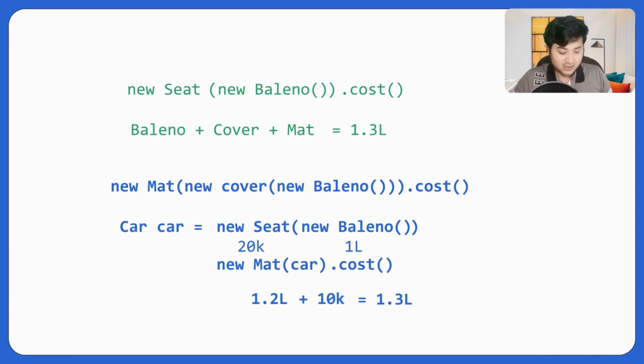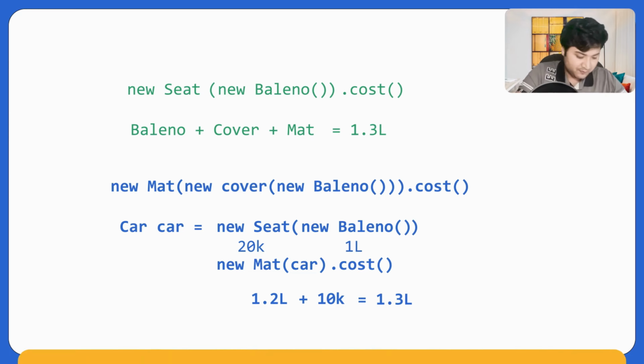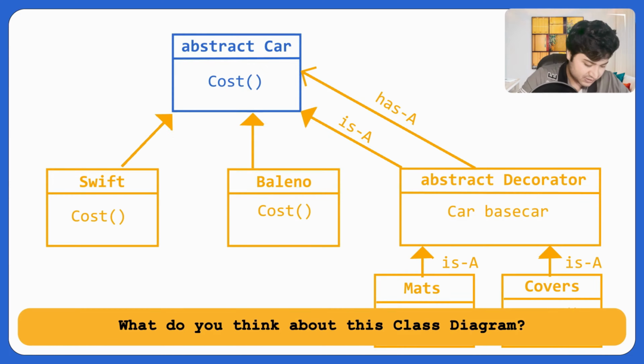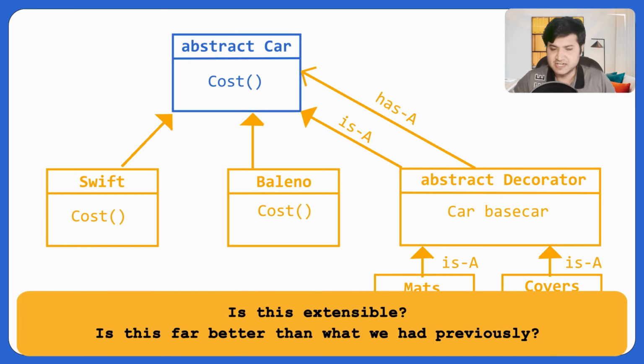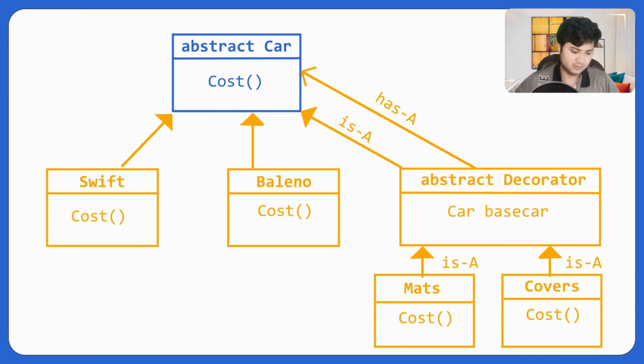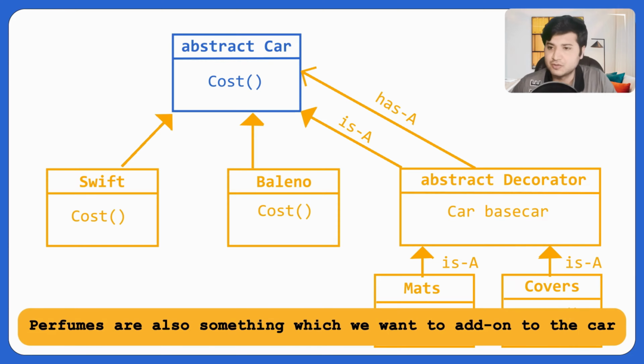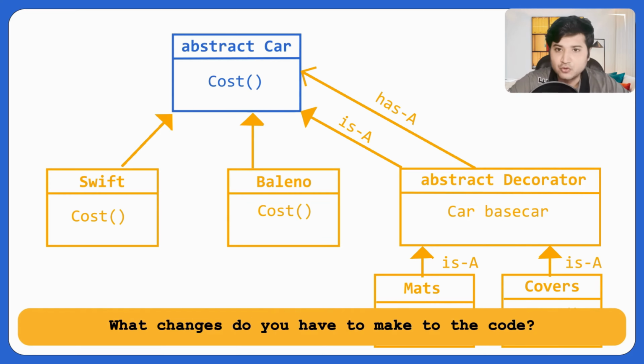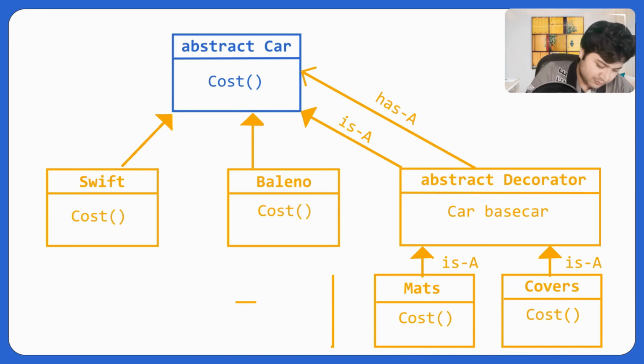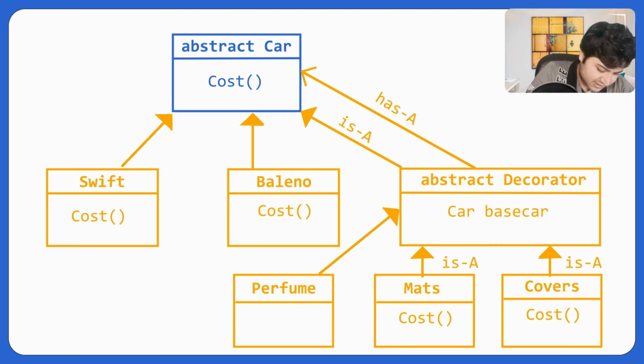Before moving on to the code, what do you think about this class diagram? Is this extensible? Is this far better than what we had previously? Suppose going forward a new decorator comes. Let's say perfumes are also something we would like to add on to the car. What all changes would you have to make to the code? There's only one change. We'll make a perfume class and it will extend this decorator class. That's it. This is the only thing that we'll have to do.